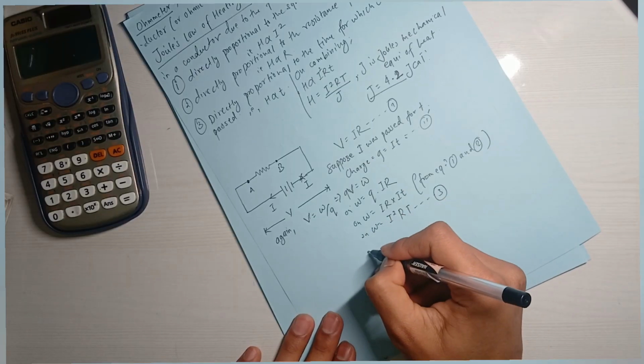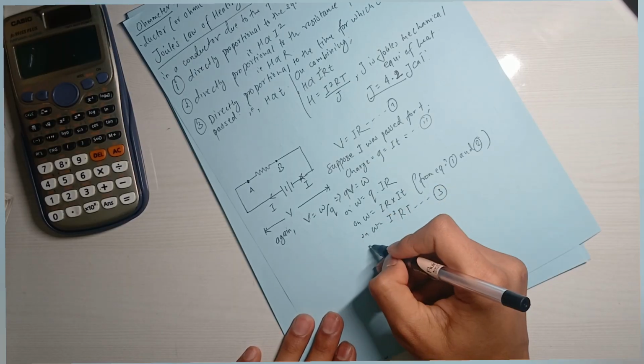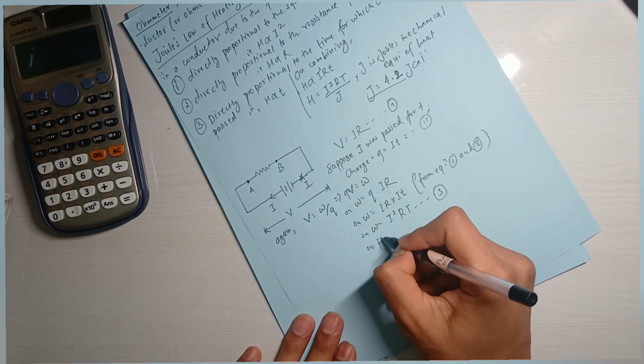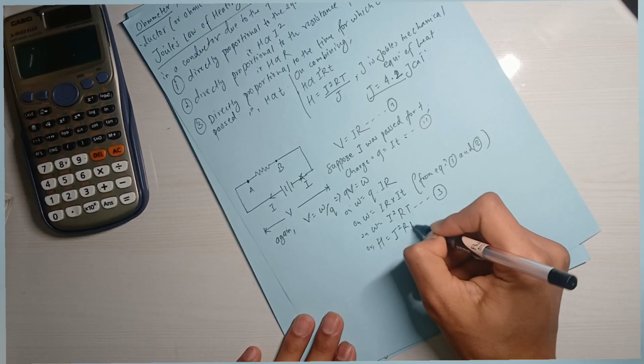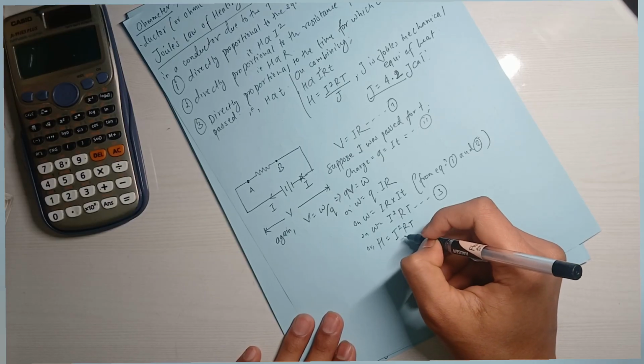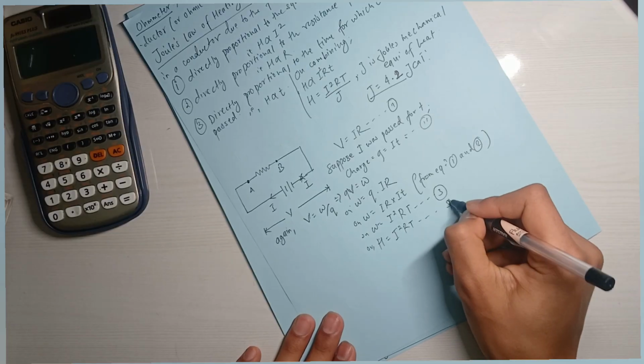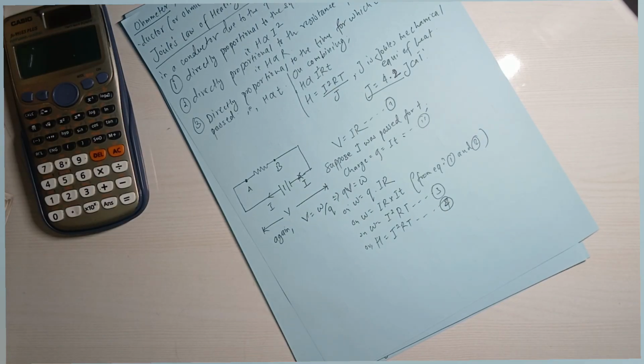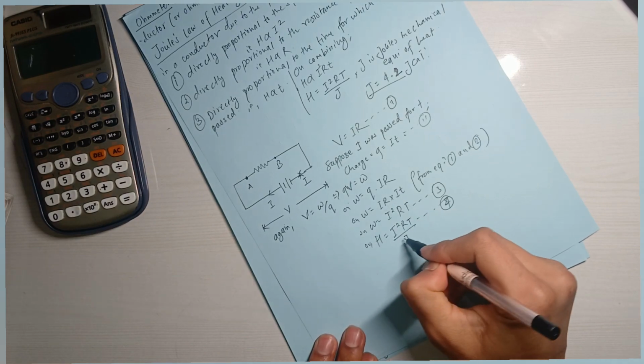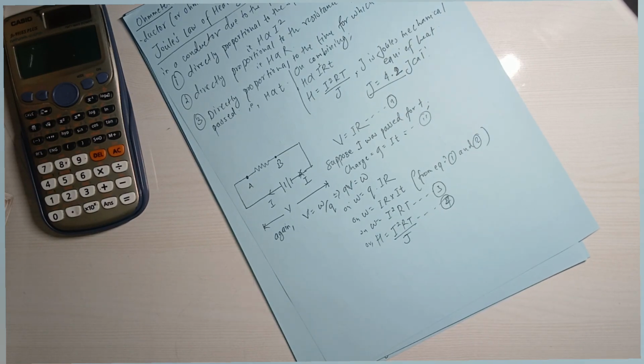Now W here is in calories, so if you want to turn it into joule, you can write H equals I square Rt, simply by 4.2. You can just write that, by J also, by the way. That is how you derive the equation, and that's it. You do it very easily like that.